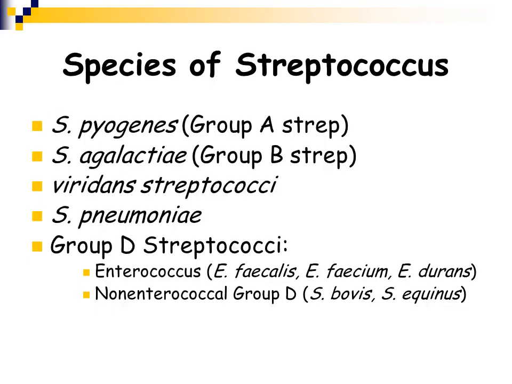The main species of Streptococcus that we're going to focus on in our clinical microbiology course is Streptococcus pyogenes, and this is also known as Group A Streptococcus. Streptococcus agalactiae, which is also known as Group B Streptococcus, the viridans group of Streptococcus, Streptococcus pneumoniae, and the Group D Streptococci, which include Enterococcus and the non-Enterococcus Group D organisms.